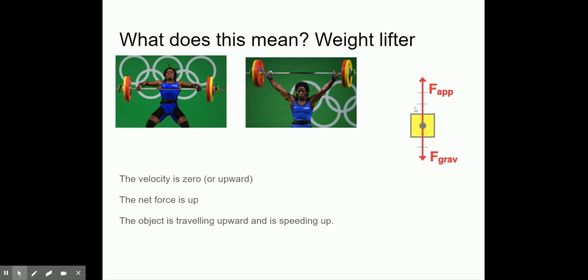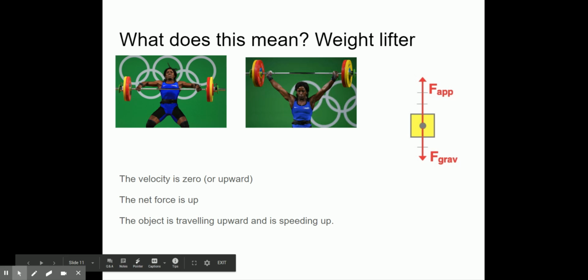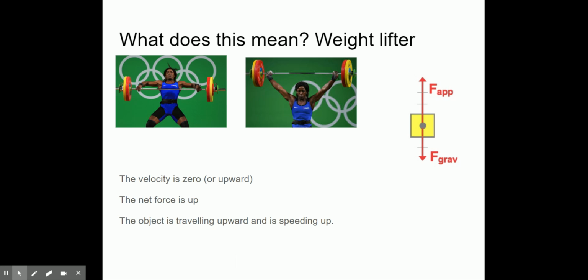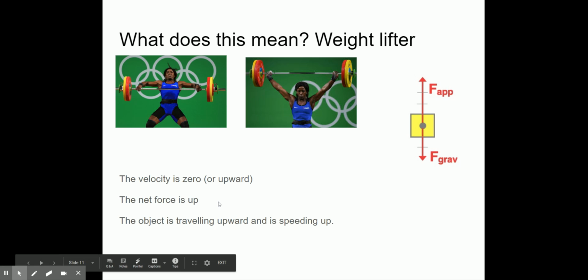They would be the same free body diagram. So let's start with the weightlifter having the weight on the ground, which means the velocity is 0. She applies a net force up. Therefore, the object is traveling upward and is speeding up. Now, this same thing will occur if we're in this transition where she is changing from pulling to pushing. So the velocity is an upward velocity, and the net force is up, and therefore the weight is traveling upward and is speeding up.